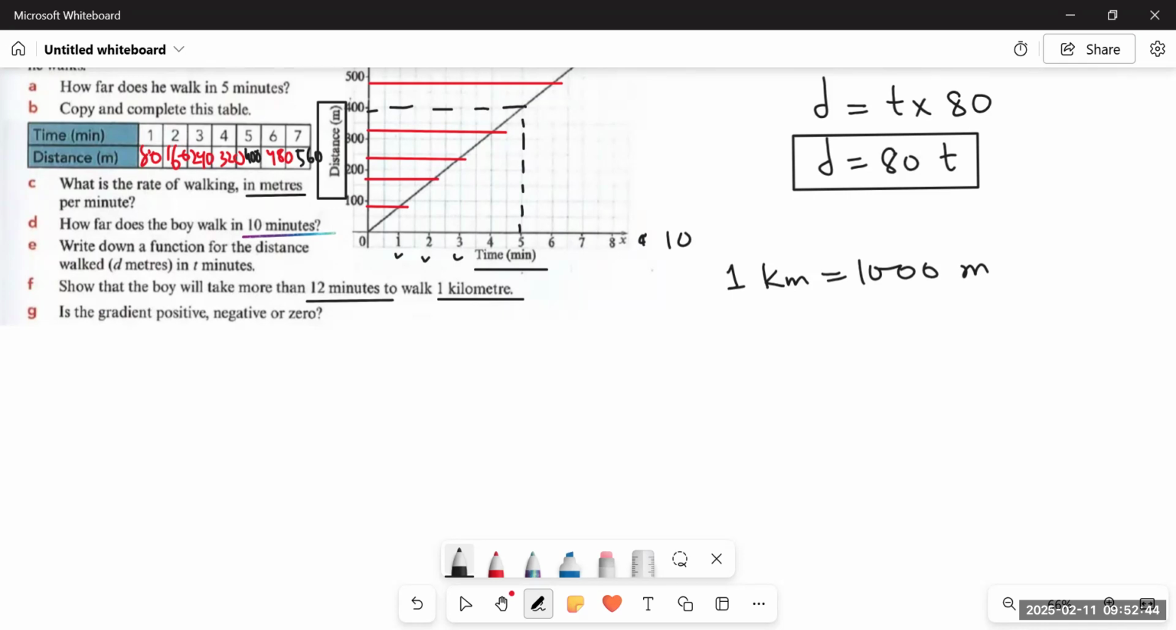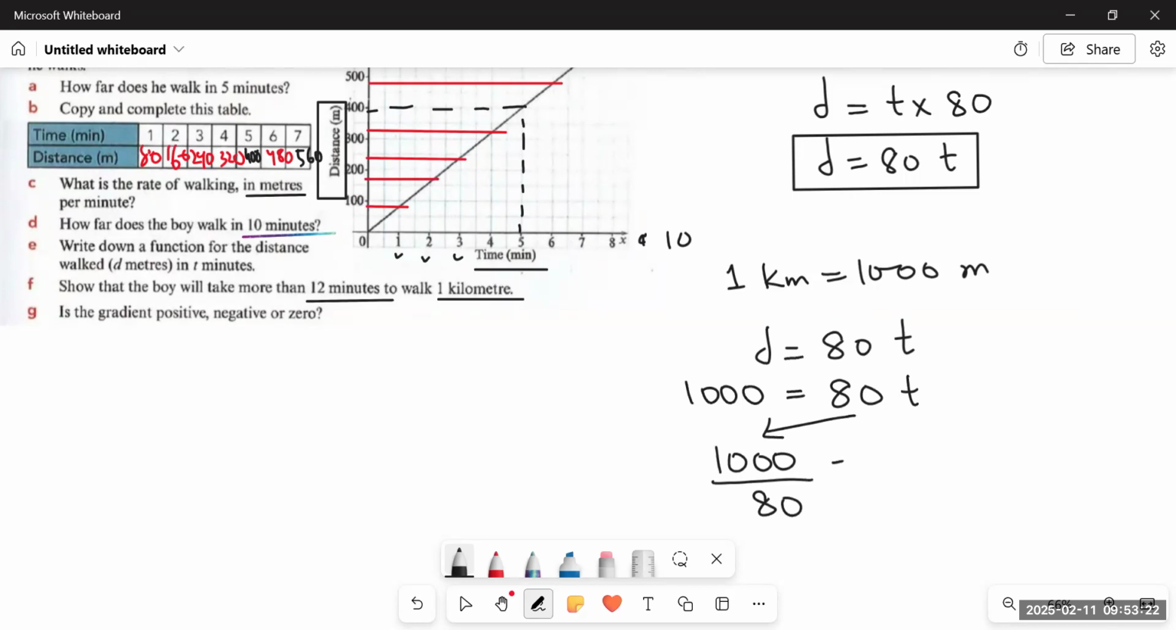So, using the same formula, distance equals 80t. What are we going to do? We will substitute the value of distance, which is 1000 meters. 80 would remain the same, and instead of writing time over here, we will write it as t. Let us find out how much time it will take to travel 1000 meters. So what are we going to do? Since 80 is multiplied by t, on the other hand side this will be divided into 1000. So it becomes 1000 upon 80 equals t.